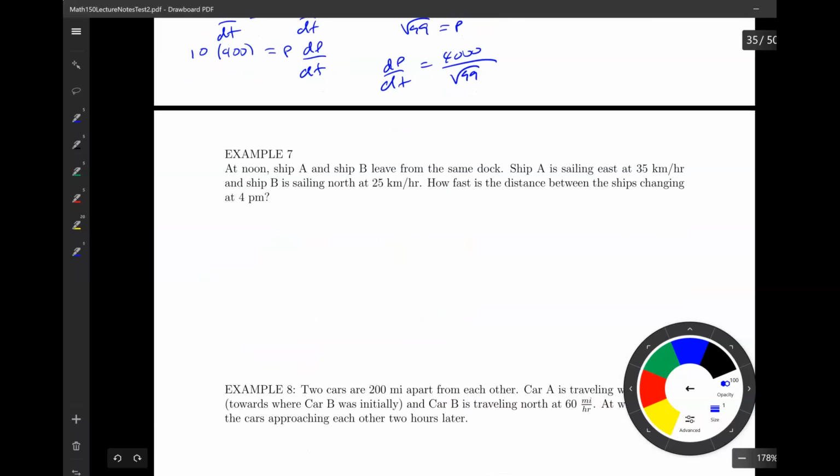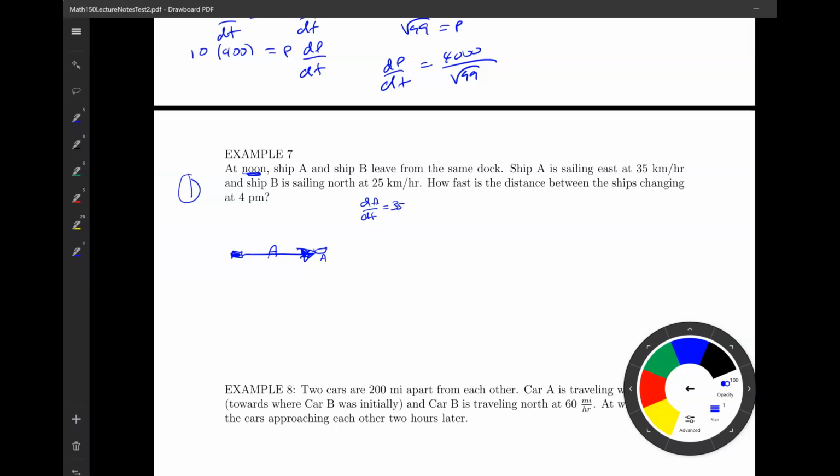All right, so let's talk about ships. At noon, so I've got a little clock going here, we've got ship A and ship B leaving from the same dock. So ship A, here's the dock. Ship A is sailing east, going at 35 kilometers per hour. You might be tempted to label your ship, and that's fine, but it's your side length that you really need to have the A beside, because that's what's changing at 35 kilometers per hour.